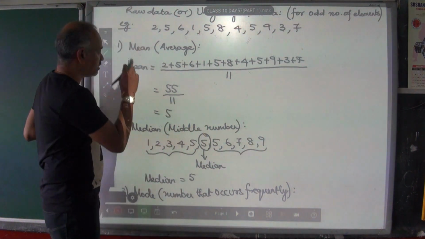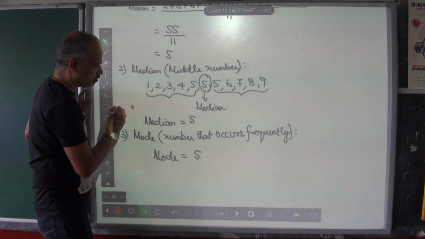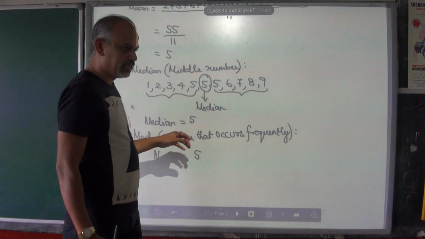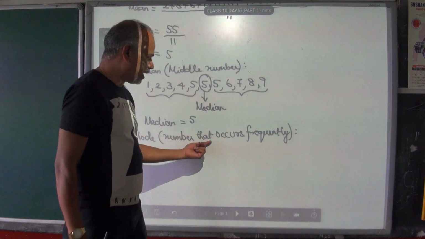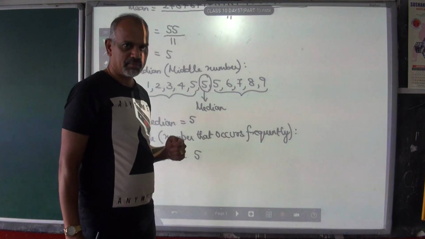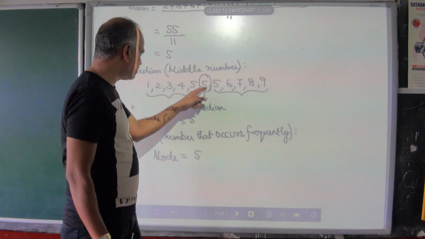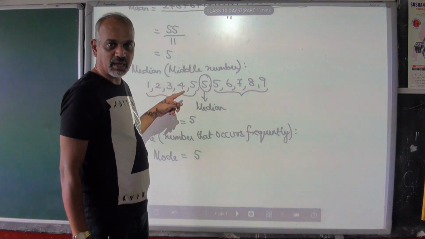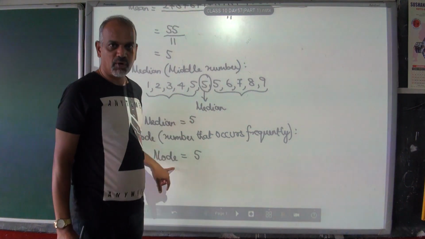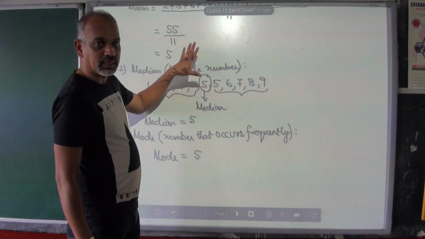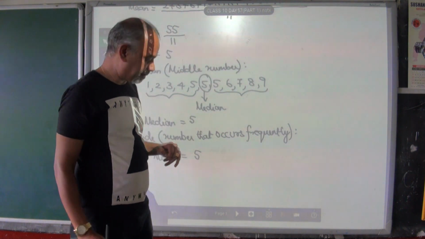Okay. The third quantity is mode. Nothing much you have to do for finding mode. Usually for mode, there are hardly any calculations. Mode is the number that occurs frequently, means the number which occurs most number of times. So if you look at this data, the only number that occurs many number of times is 5. So that becomes the mode. Mode is 5. This is for raw data with odd number of elements.